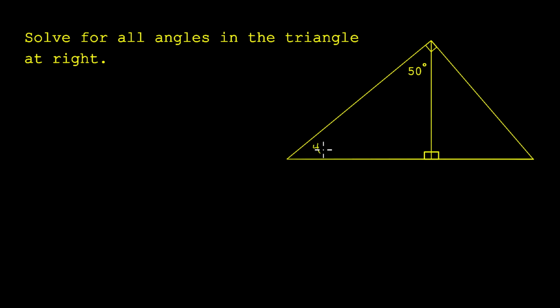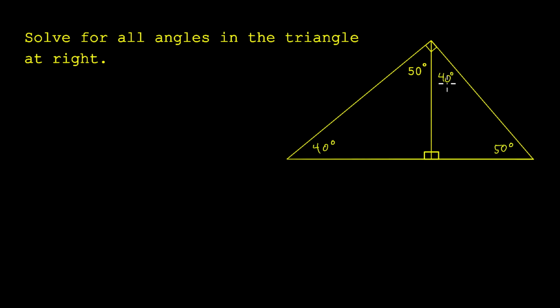50, so this must be 40. Then looking at the big triangle, if this is a right angle and this is a 40, then this must be a 50. And then we can look at the small triangle, right angle here. So if that's 50, that must be 40.